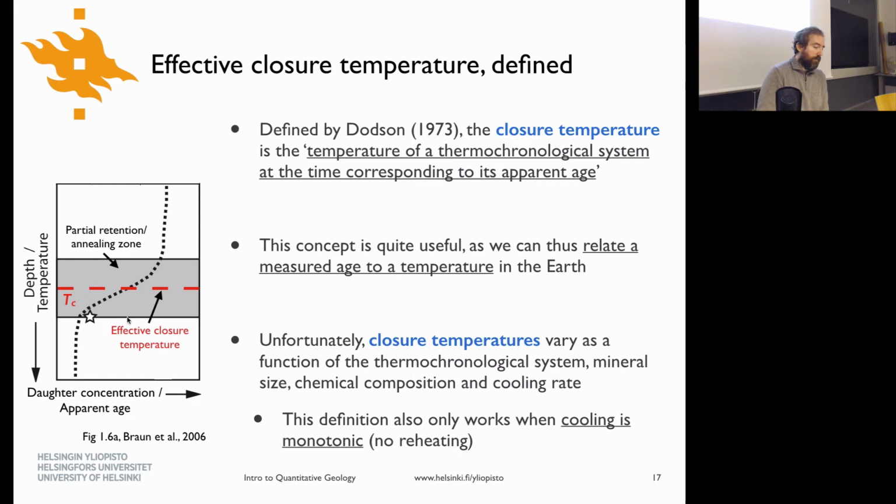But in general, it's a very simple concept to allow us to think about trapping versus loss of the daughter product. And this works only for monotonic cooling. So it means you can't use this definition of a closure temperature when you have reheating of your samples. It's only for continuous cooling. But that works for a lot of cases where thermochronology is being used.